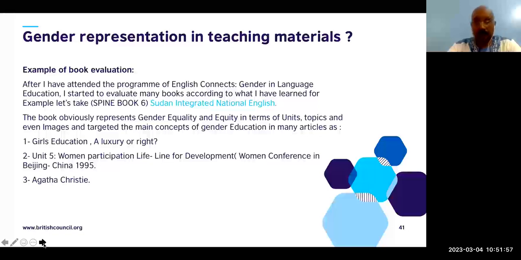And we have a unit 5 that speaks about women's participation, lifeline, development, and they even spoke about the Women Conference in Beijing in China, 1995. There is also an example of some women writers such as Agatha Christie. So what I like about this book is that it targets the main ideas to change the traditional image of women and girls in our family, society, and communities, which is a very important part of this book.